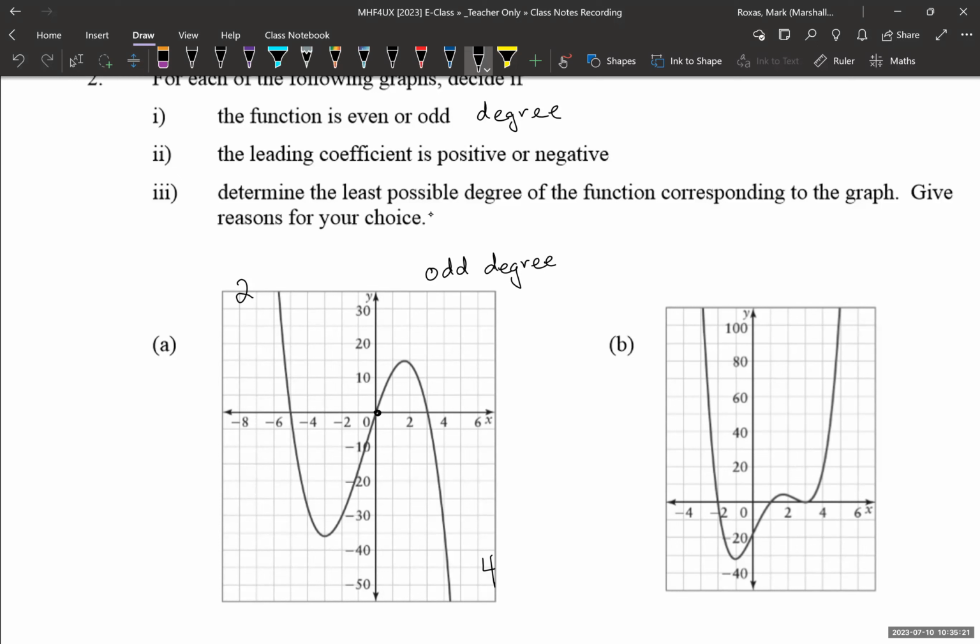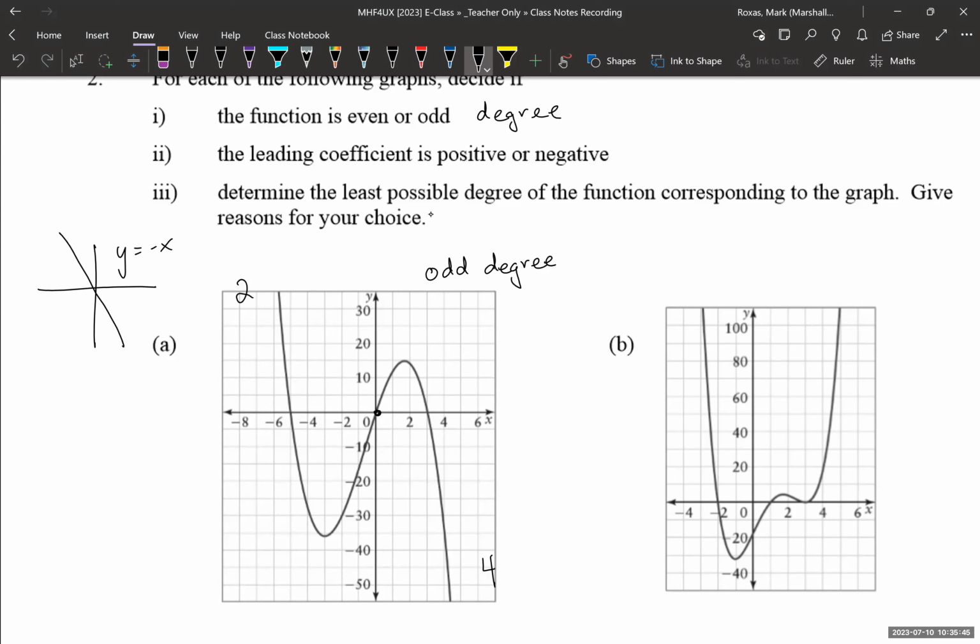Is the leading coefficient positive or negative? Well, in this case, the leading coefficient is negative because it starts at positive infinity on the left and goes to negative infinity on the right. So again, recall the graph of a line, y equals negative x. That's a negative leading coefficient. It starts from quadrant 2 and goes to quadrant 4, and that's an odd degree function.